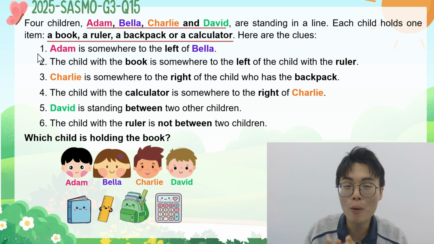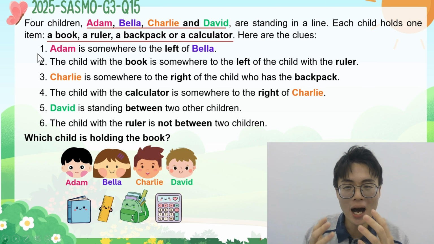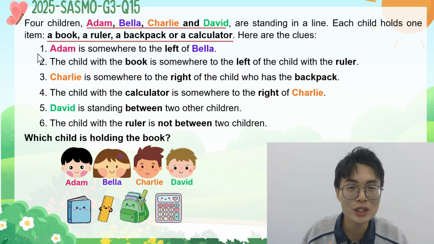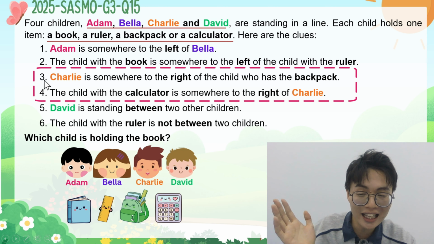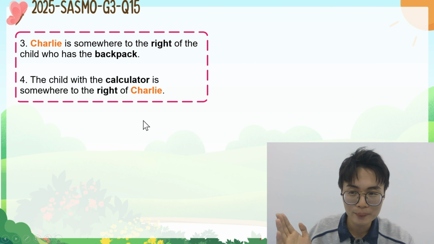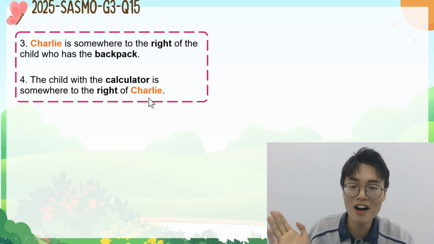So we should combine what kind of clues? The related ones. So tell me, among these 6 clues, which clues are related to each other? The 3rd and the 4th, because they are comparing Charlie. Now let's look at these 2 clues. Charlie is on the right of backpack, and calculator is on the right of Charlie.